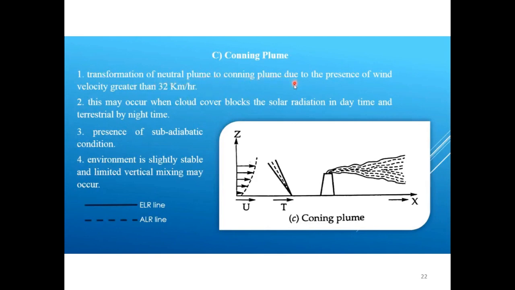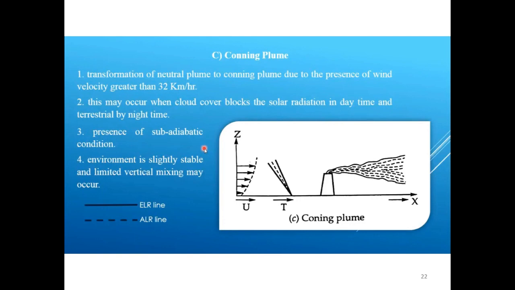Basically the neutral plume changes to a cone-shaped plume due to this prevailing condition. That means whenever the wind speed is greater than 32 km per hour, the neutral plume will tend to move in the horizontal direction, maintaining a cone shape. Okay, and that's why the plume name is coning plume. Also, the condition of the environment is like a subadiabatic condition, where the mixing and dispersion of the pollutant is minimum. Thus, the air pollution probability increases in the surrounding area due to the presence of this coning plume.